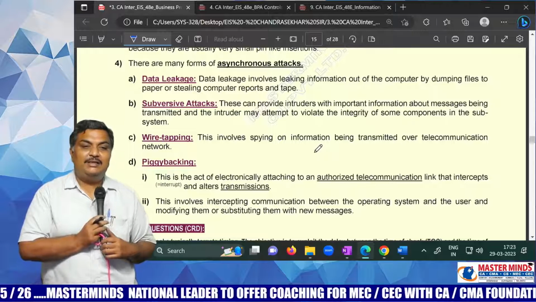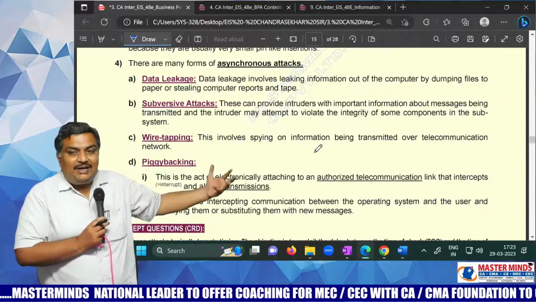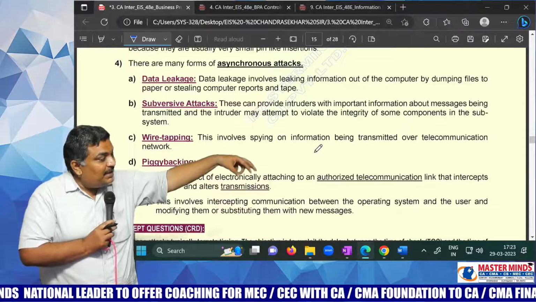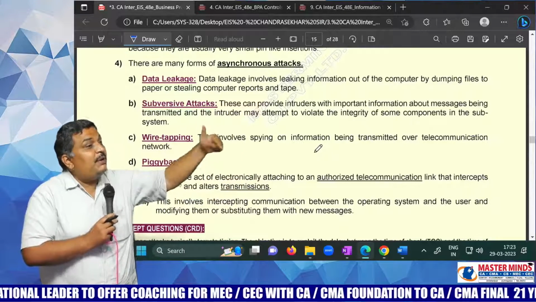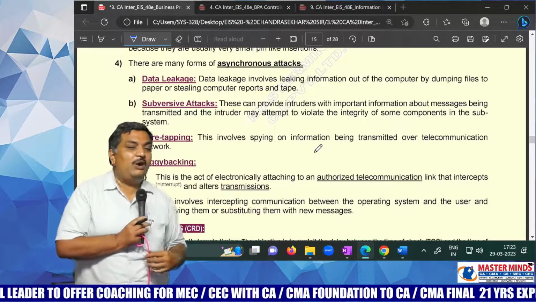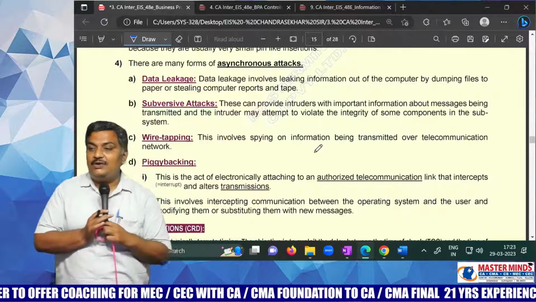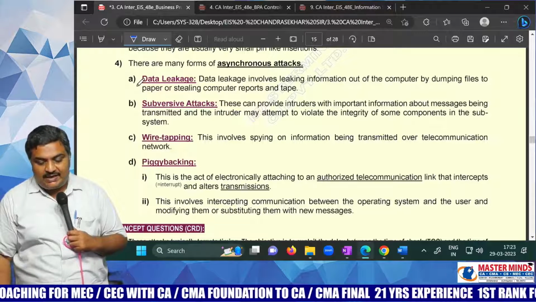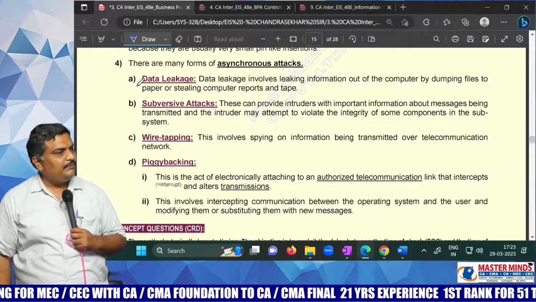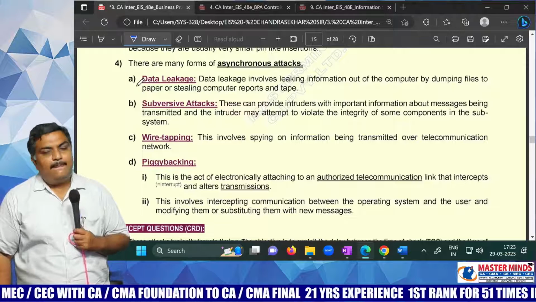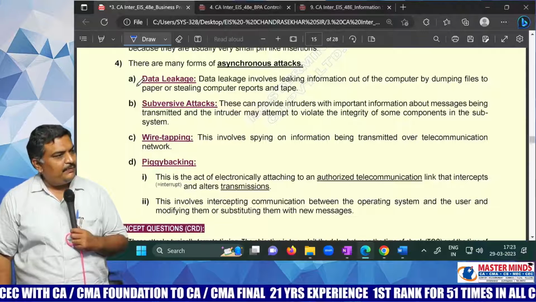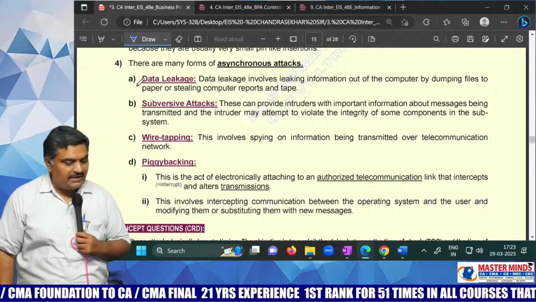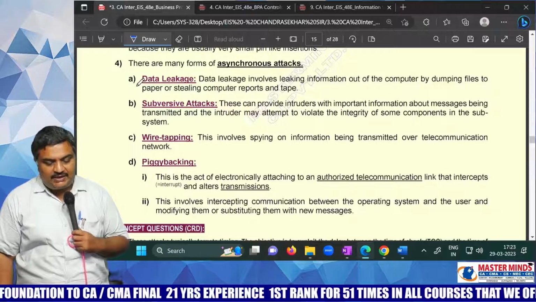Asynchronous attack means I have given printing, but the printing is not done immediately. My printing work is in the queue. In that queue, somebody removed my job from the queue. That is called asynchronous attacks. And what are the types? Data leakage. Data leakage means what? I have stored the data and you have brought the pen drive and copied the data and went away. That is data leakage.